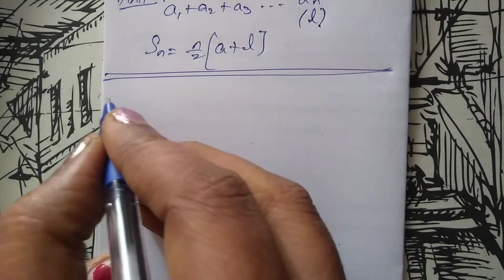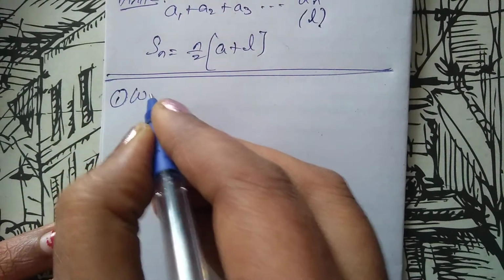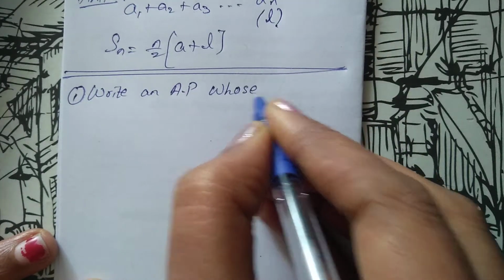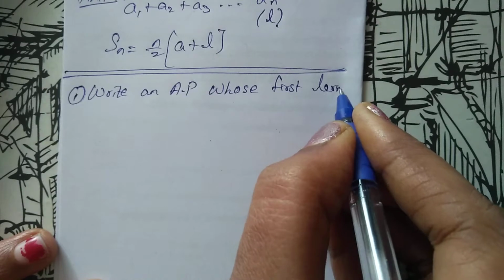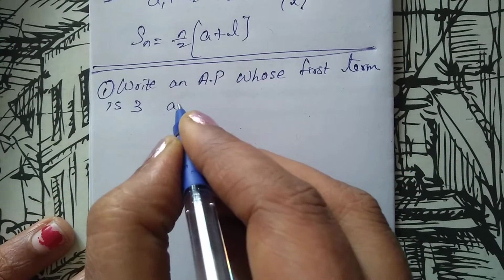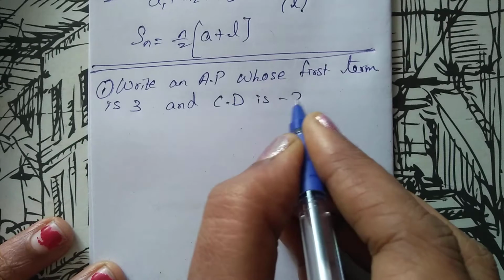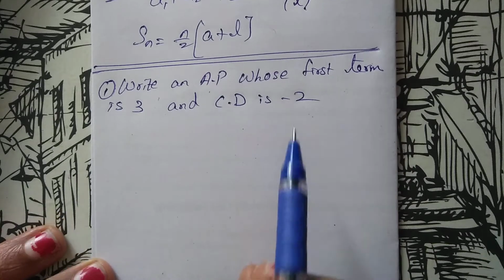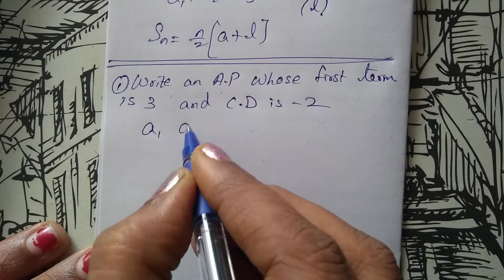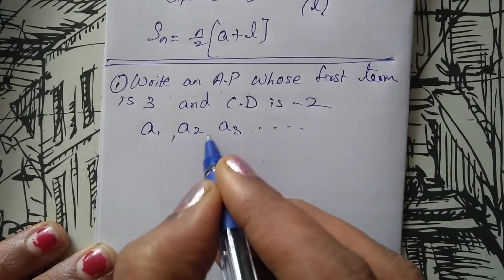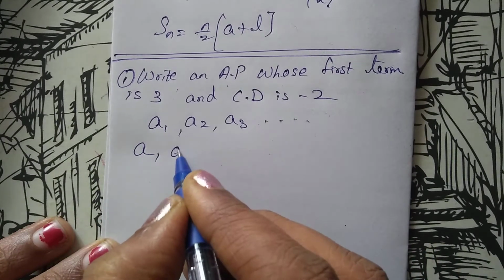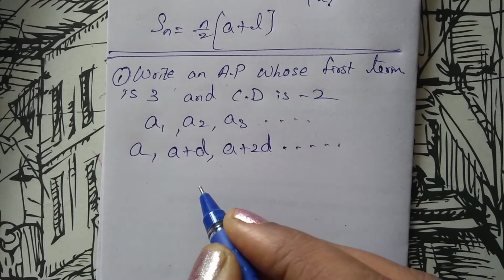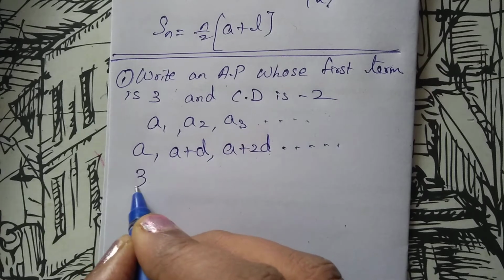So we'll start from your simple question. Write an AP whose first term is 3 and common difference is minus 2. So we know the AP is A1, A2, A3, etc., in which A1 is the first term A, A2 is A plus D, A3 is A plus 2D, like that, infinite series. Now we substitute. A is the first term, 3.